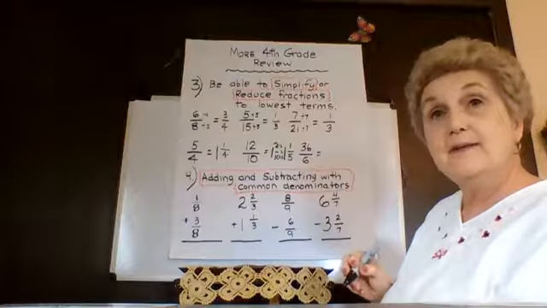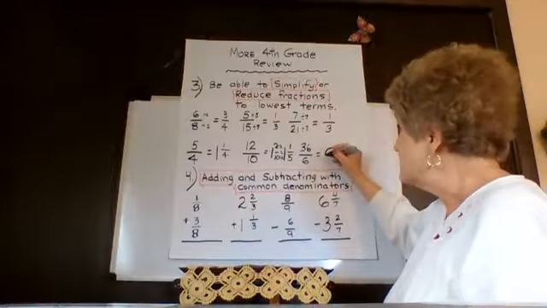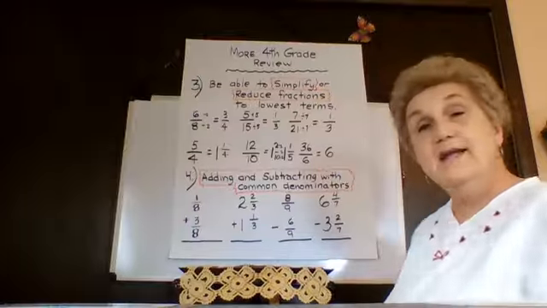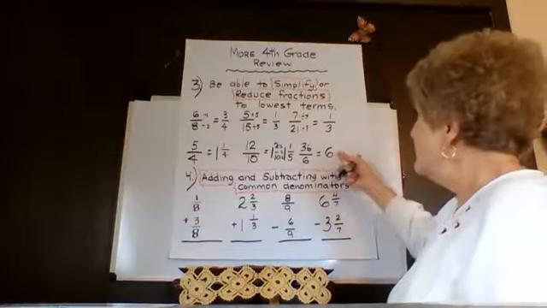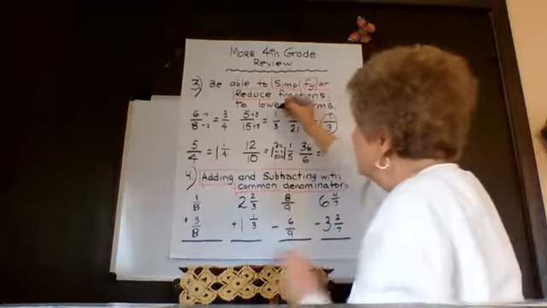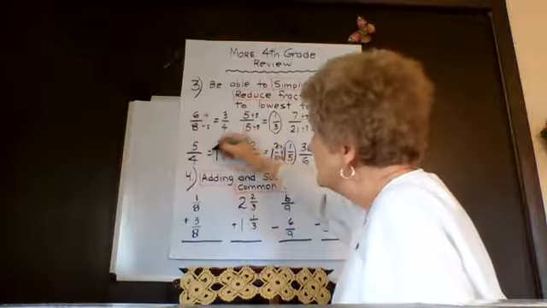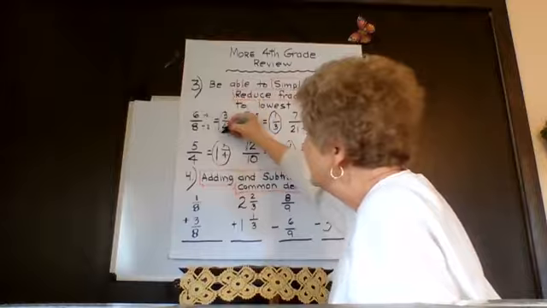Now, 36 over 6. Let's use our division again. 6 goes into 36 6 times. This time I don't have a mixed number. I end up with a whole number answer. But these are the simplest forms of the fractions we started with. Everybody see that? Hope so.